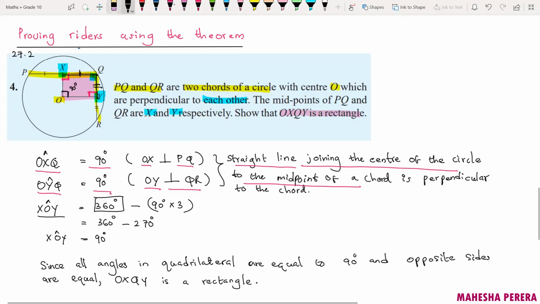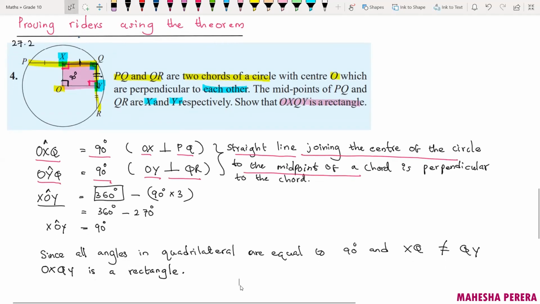So we need to write like this, not saying opposite sides are equal. You can say length of XQ is not equal to the length of QY. So you can say since all the angles in the quadrilateral, right, are equal to 90 degrees and the lengths are different, right? The lengths are different of this quadrilateral. So this is definitely a rectangle.